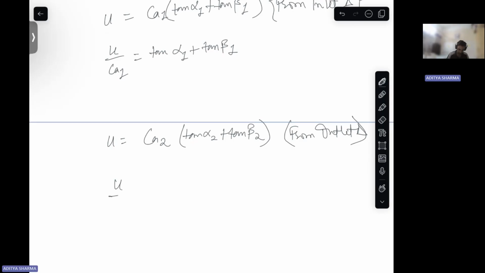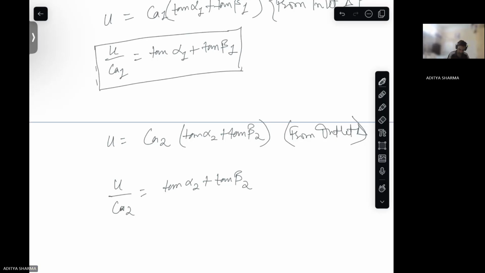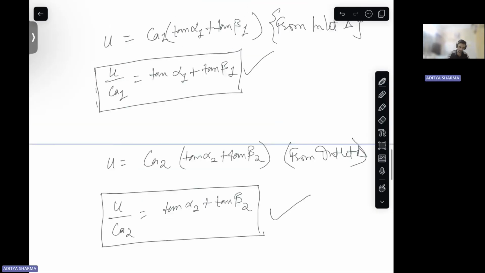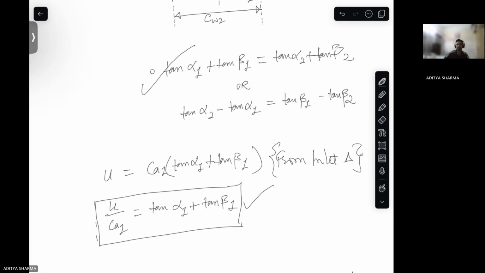Then again, you can write it like this. And if you equate these two, what do you get? You get this. So this is the relation.